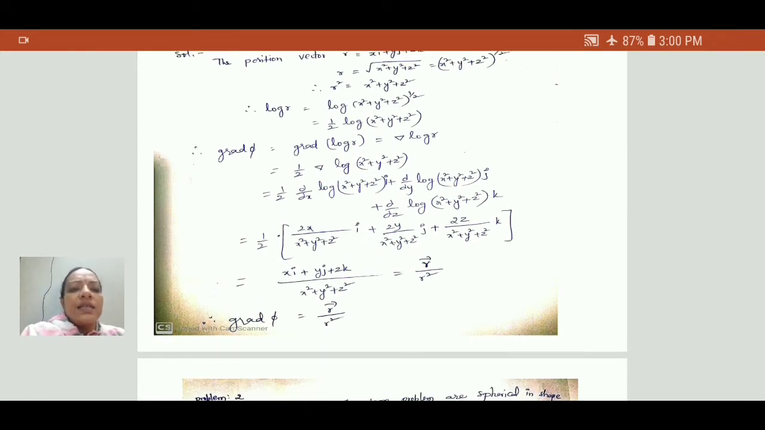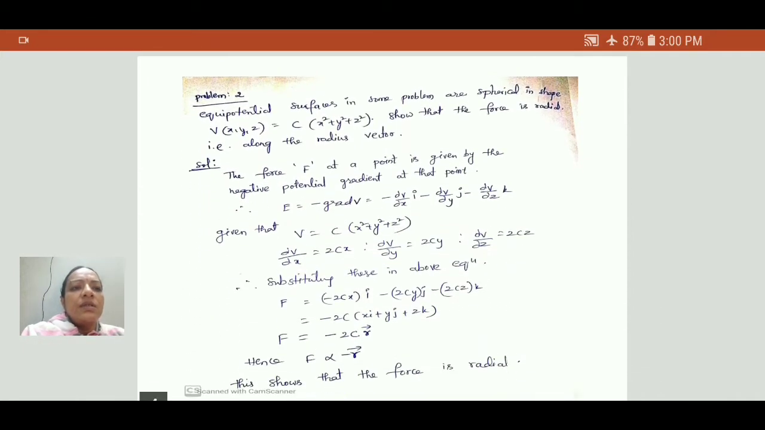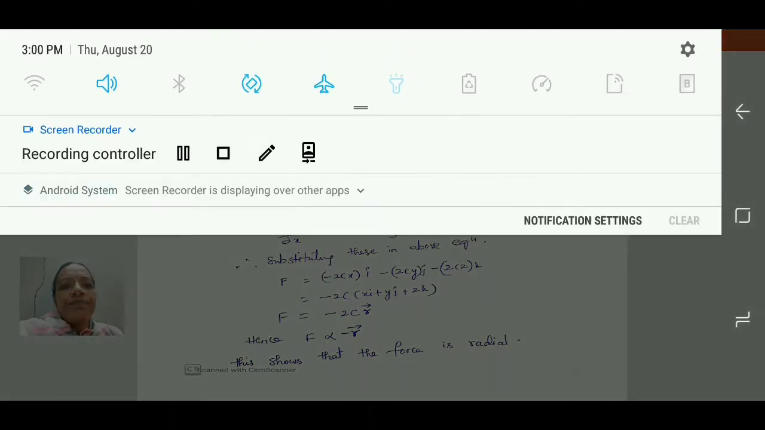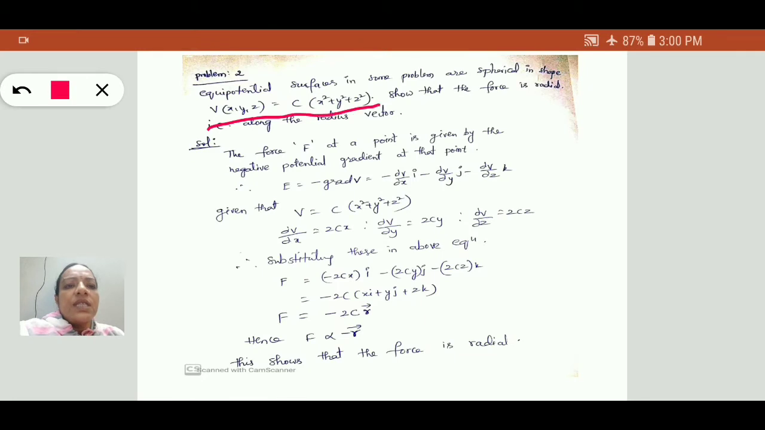Next let us see another problem. The problem is that equipotential surfaces in some problem are spherical in shape, given by the potential function V of x, y, z equal to c times (x square plus y square plus z square).